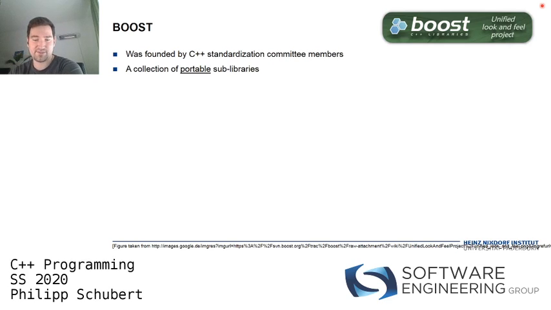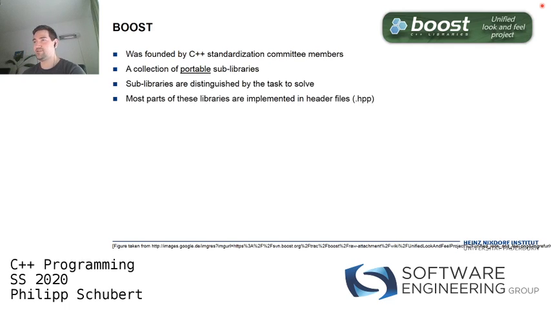And sublibraries, because Boost is not just one library, but more kind of a library collection. So it offers certain sublibraries for algorithms, for graphs, for network connections. So pretty much everything that you could ever need really as a programmer. So sublibraries are distinguished by the task to solve.